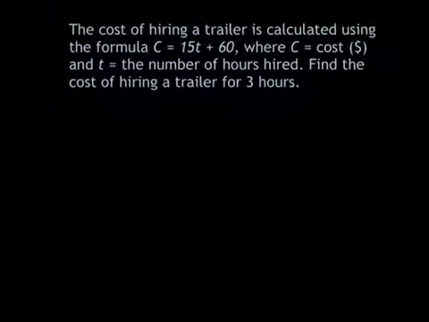Alright, the tricky part obviously then is when you have to apply your substitution and your calculating into worded problems. So we've got a formula here which we'll have to look at. The cost of hiring a trailer is calculated using the formula C equals 15t plus 60, where C is going to be the total cost and T is the number of hours hired. So find the cost of hiring a trailer for 3 hours.